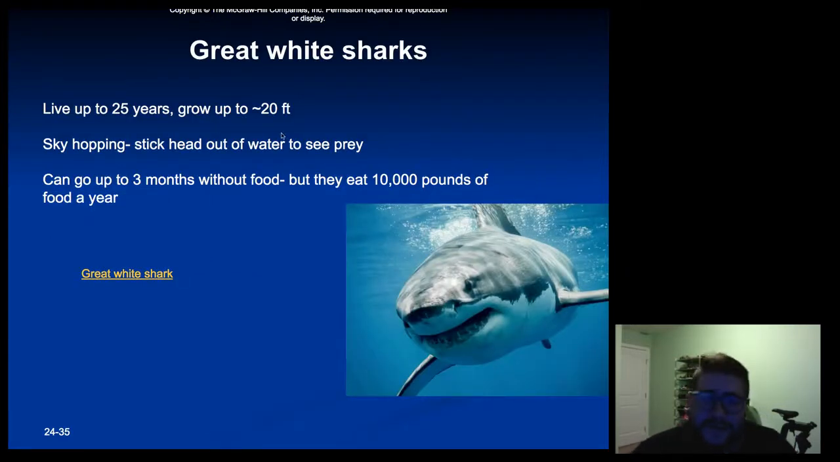Great white sharks, a couple little facts here. They can live up to 25 years, grow up to about 20 feet in length. Sometimes you'll see them doing this thing called sky hopping, where they stick their head out of the water to see their prey that's on the surface. Great white sharks can go about 3 months without food, but they need to eat on average about 10,000 pounds of food a year.